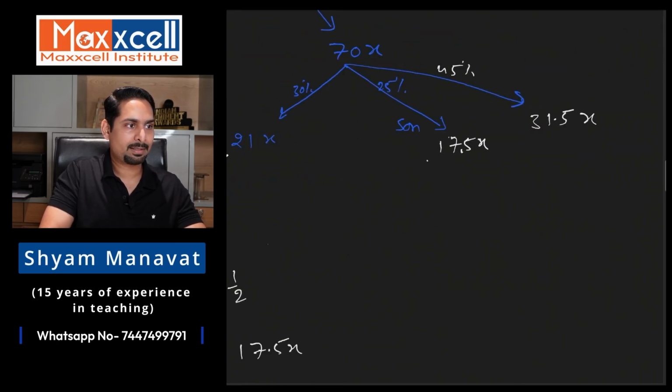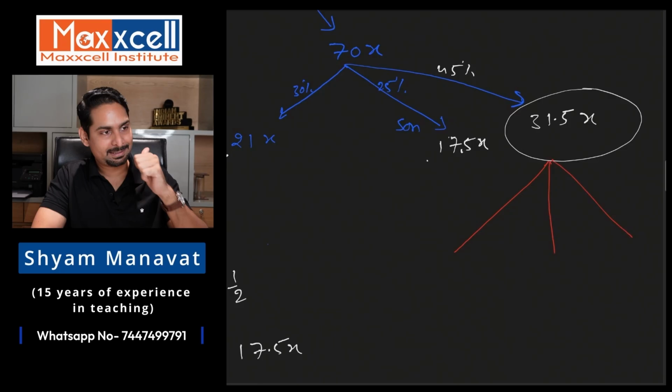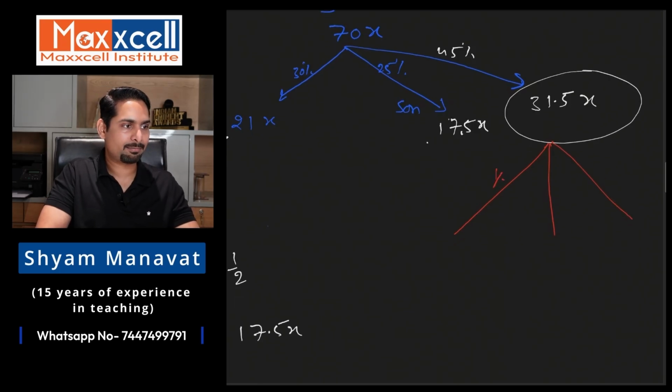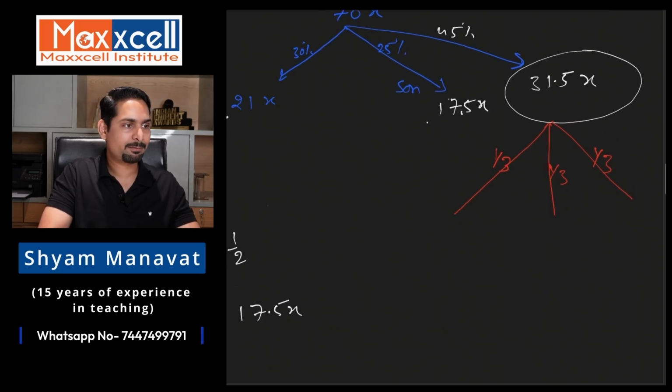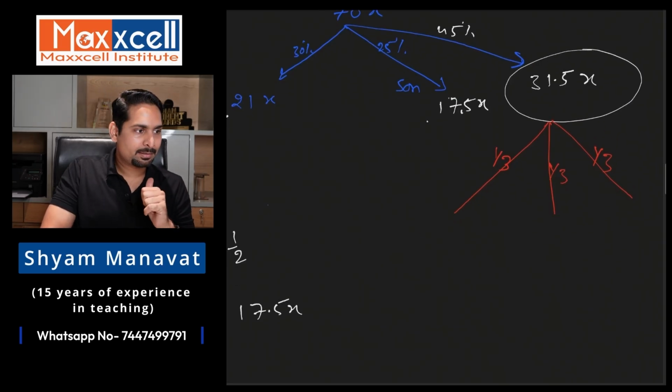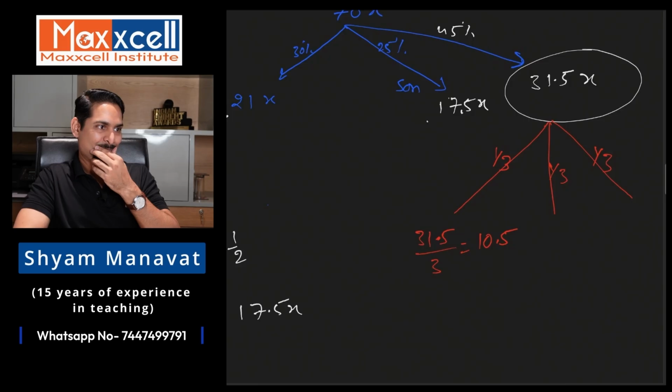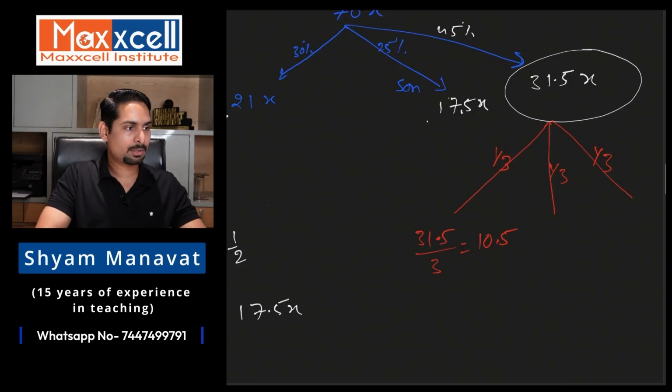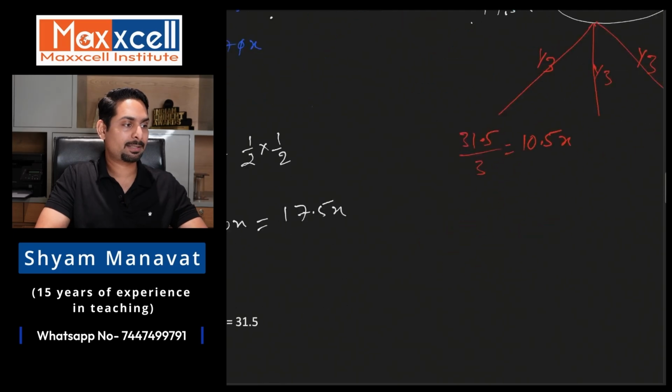Now this share is going to be divided further into 3 equal parts to get each one of them, so 1/3, 1/3, 1/3. So what is 1/3 of 31.5? 31.5 divided by 3 will give you 10.5. I hope that's okay. This is what is going to each daughter, right?